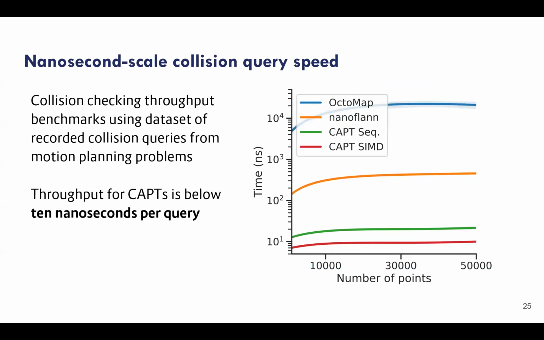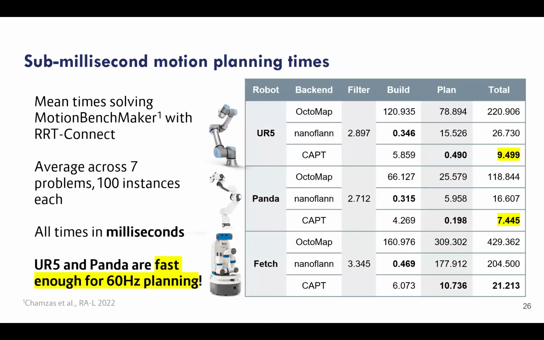When we benchmarked the C++ implementation, we found some really great results. Compared to two competing methods, octomaps, which are a voxel-based method that represents the world as a tree of cubes, and nanoplan, which is a traditional KD tree, we had collision checking speeds over an order of magnitude faster. From hundreds of nanoseconds down to less than 10 nanoseconds for our SIMD parallel implementation. And when we put it into our robot planning systems, we found that we got incredibly good planning times, down from, say, 400 milliseconds for the Fetch on octomaps, all the way to 20 milliseconds on Fetch, and then under 10 milliseconds on the UR5 and Panda robots.